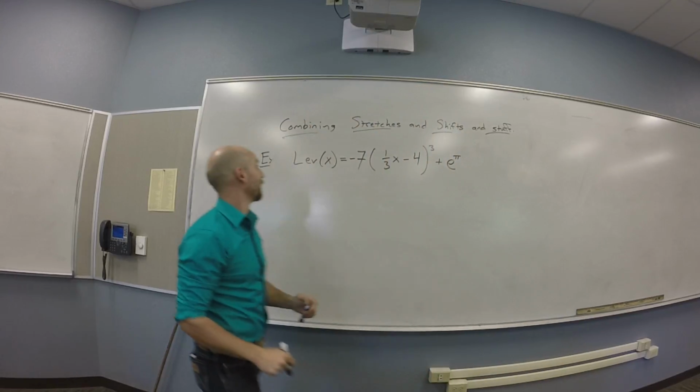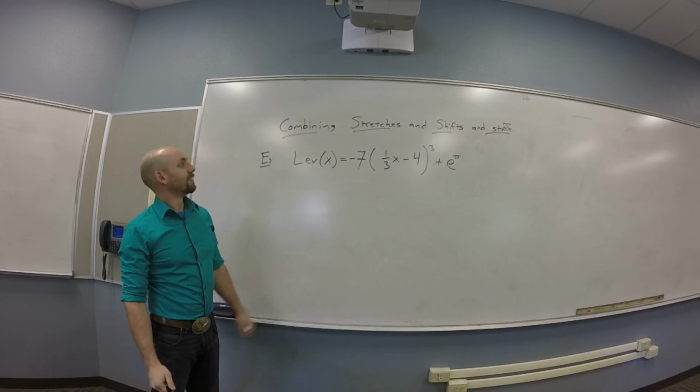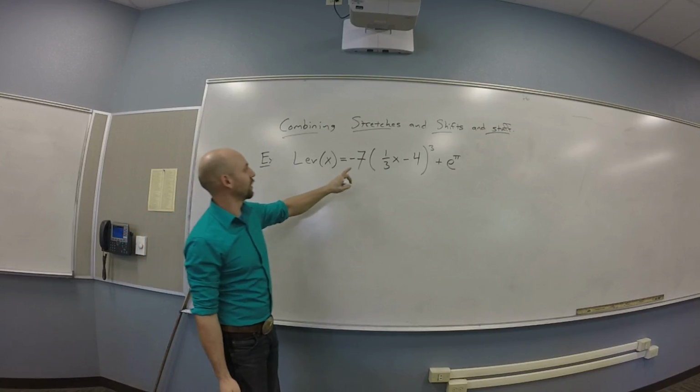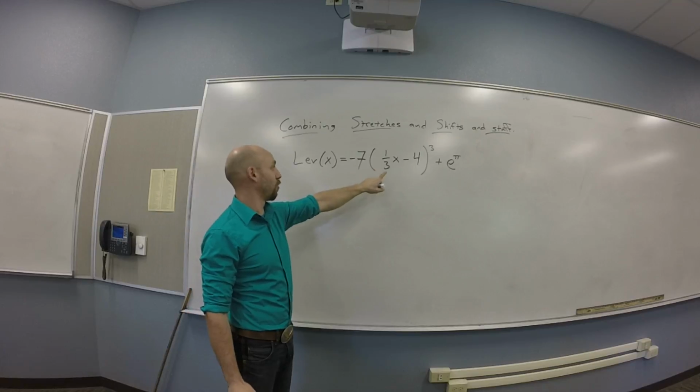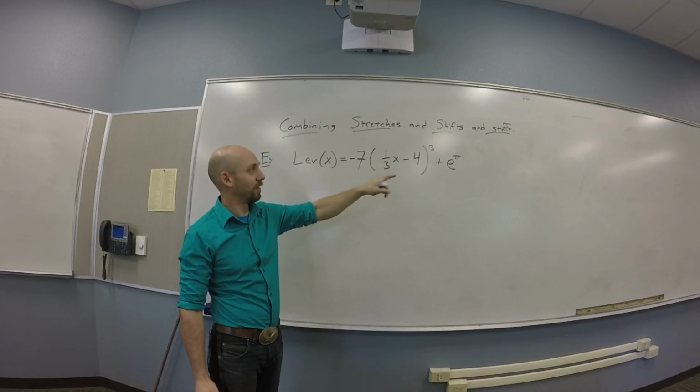Okay, so let's try f of x, because Levi made this up. So I would like to just graph this, right? And so my function is minus 7 times the quantity of 1/3 x minus 4 all cubed plus e to the pi.